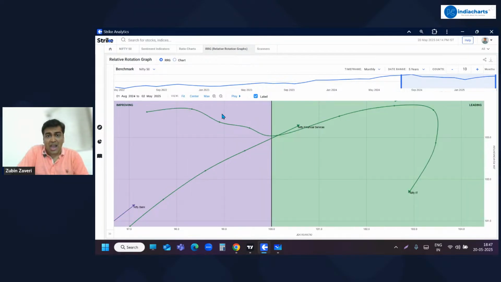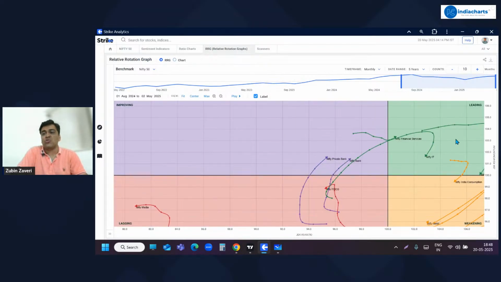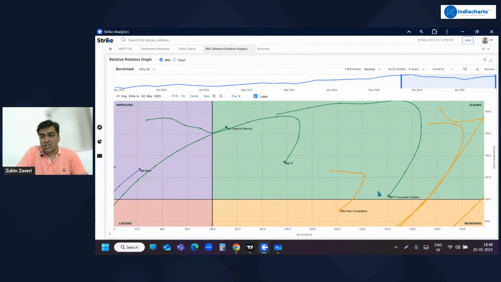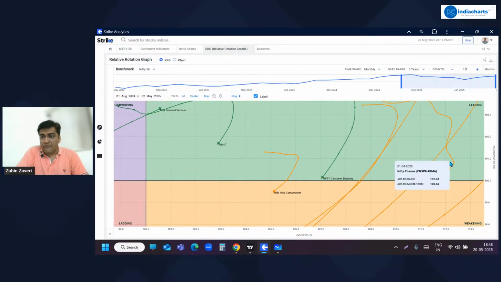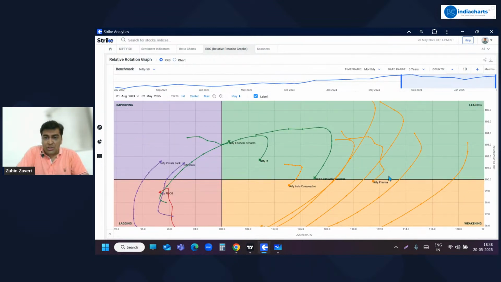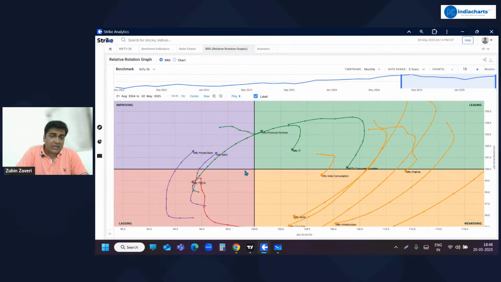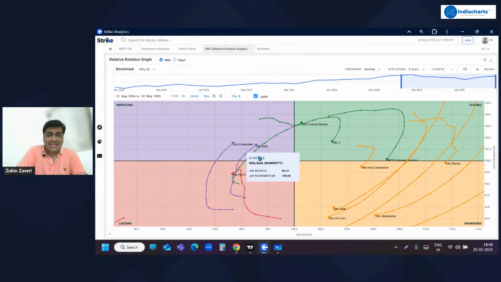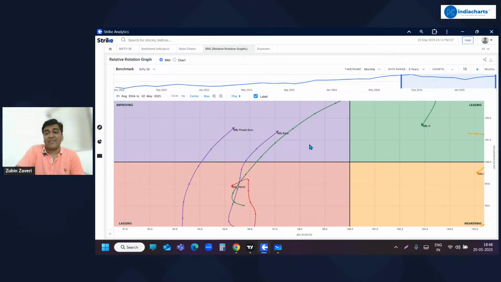All right, and IT a few months back had entered into the leading quadrant. It is outperforming on a larger time frame chart, but now it seems that the momentum is losing. All right, and so did the consumer durables index. And Indian consumption has entered into the weakening quadrant. Pharma has entered into the weakening quadrant. So these are something that we need to avoid as an investor right now. Okay, and clearly it shows that banking, private banks and bank Nifty. Okay, so in bank Nifty, the majority, the private banks, is something that we need to focus on as an investor.